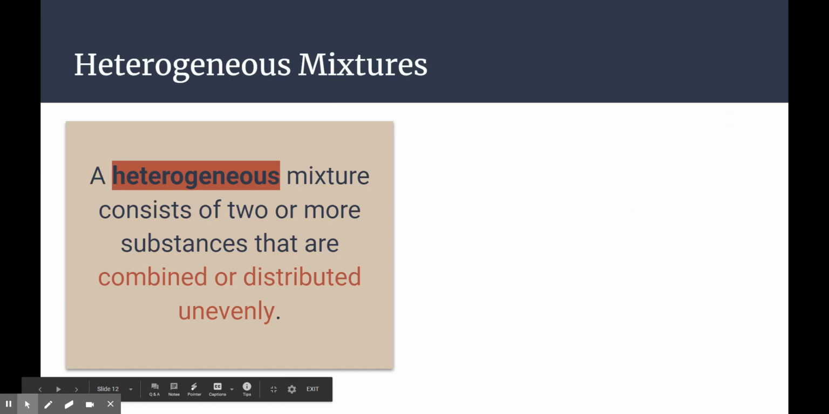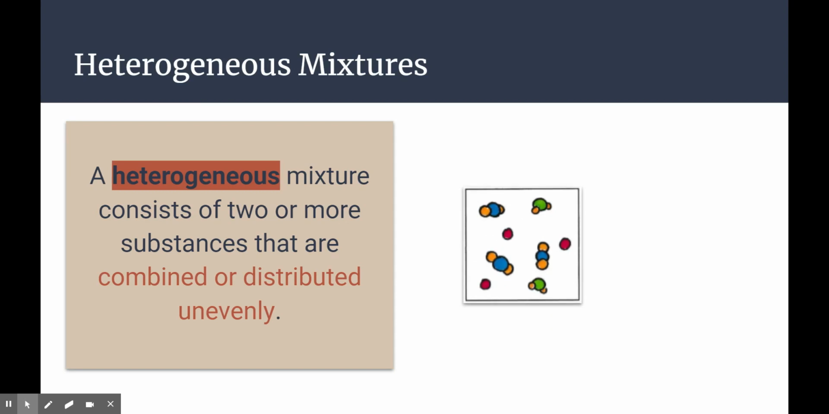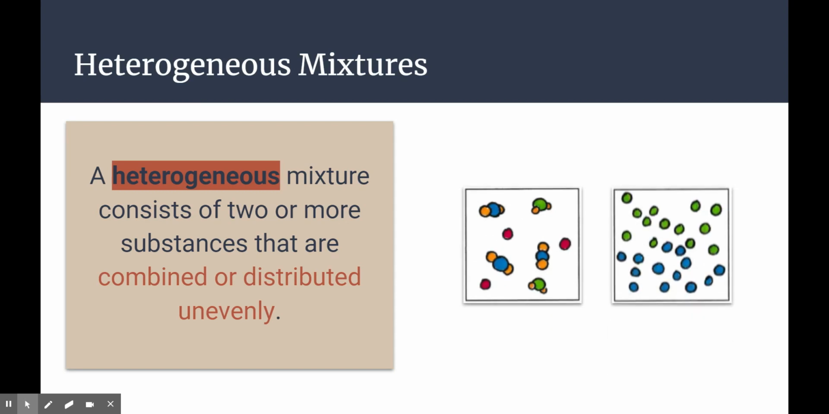The second type of mixture is a heterogeneous mixture, which still consists of two or more substances, but these are combined or distributed unevenly. Here are a couple of diagrams that represent this. On the left side, you have lots of different particles, and they are spread out kind of everywhere unevenly. And in the right side, it's very, very obvious that the combination is uneven.